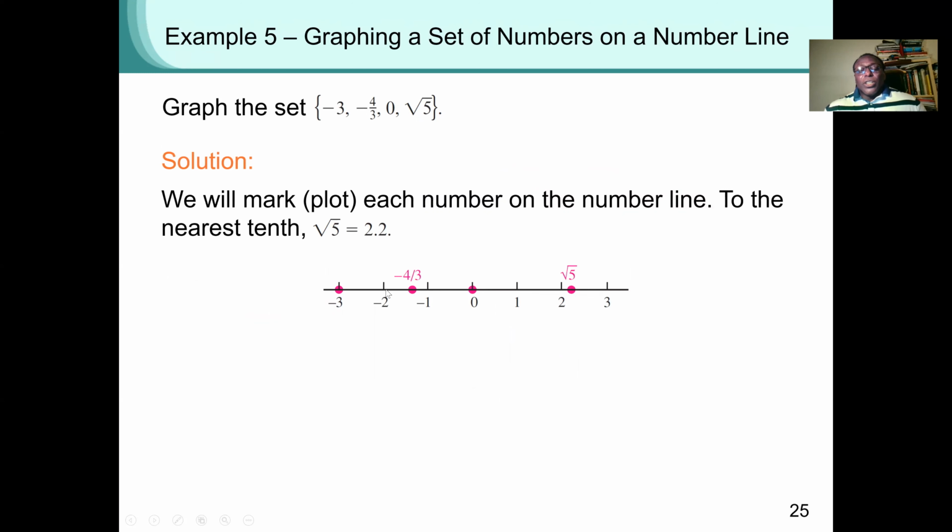So this is another question given to us. So all we need to do is plot the horizontal line, then we know which value is less, which value is higher, then we plot it. So we have -3, -4/3, we have 0 value, and we have square root of 5, which will be 2 point something, so a little bit over 2.